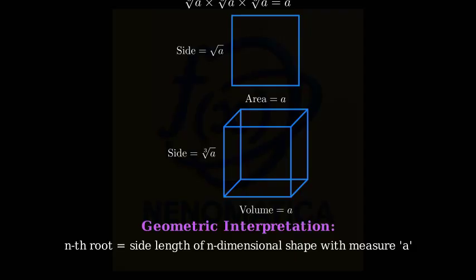The nth root of a number represents the side length of an n-dimensional shape, whose measure, area, volume, etc. is the original number. Now, let's examine the general rule algebraically.